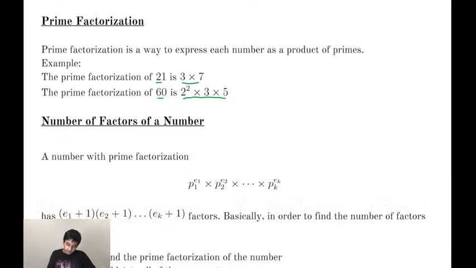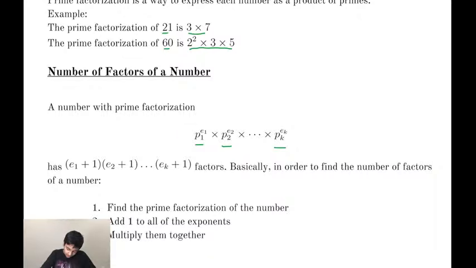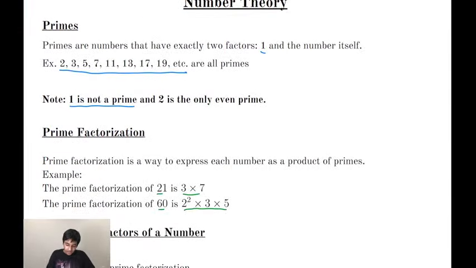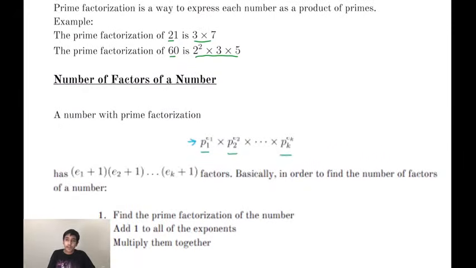And a number with prime factorization p1 to the e1 times p2 to the e2, all the way till pk to the ek, has (e1 plus 1) times (e2 plus 1), all the way till (ek plus 1) factors. Basically, in order to find the number of factors of a number, you find the prime factorization of the number, you add 1 to all the exponents, and you multiply those all together. And this is very, very useful, and it can tremendously simplify finding the number of factors.